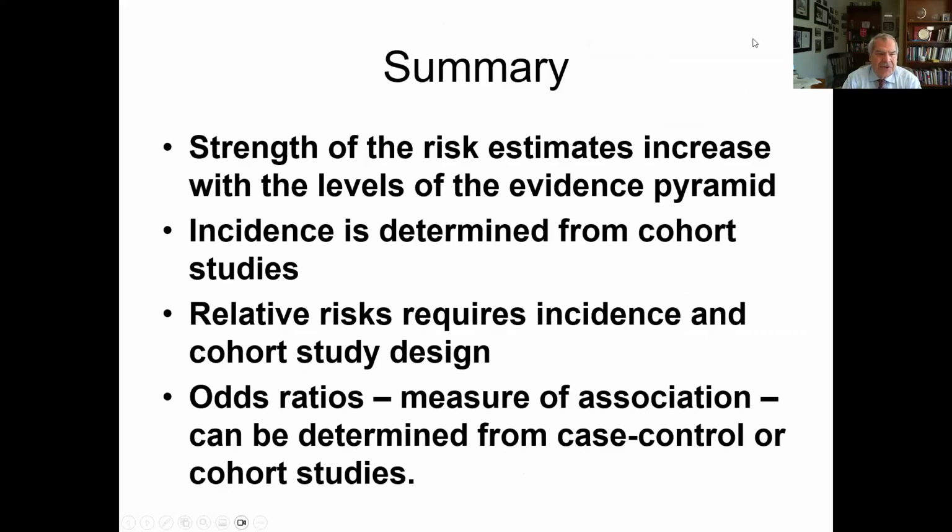So, in total summary, the strength of the risk estimates increases with the levels of the evidence pyramid that we've seen. Incidence is determined from cohort studies. The relative risk requires incidence and the cohort study design. The odds ratio is a measure of association, and it's determined from a case control study, but it could also be calculated from a cohort study. And with that, we will stop, and we can move forward and take some questions.